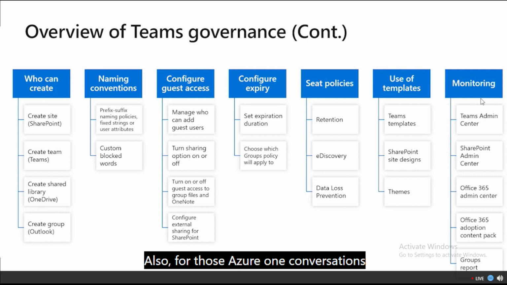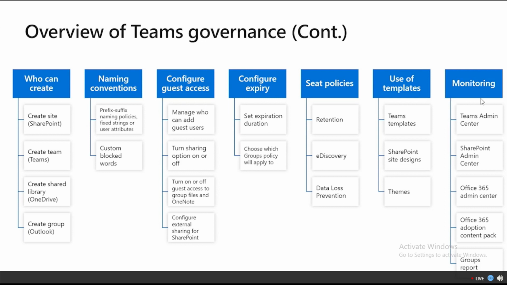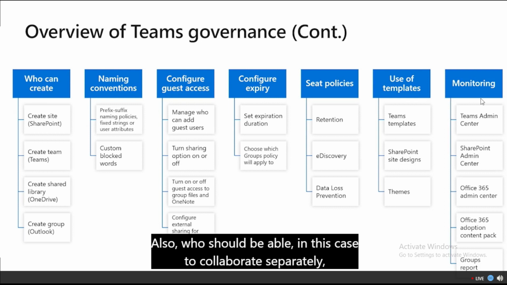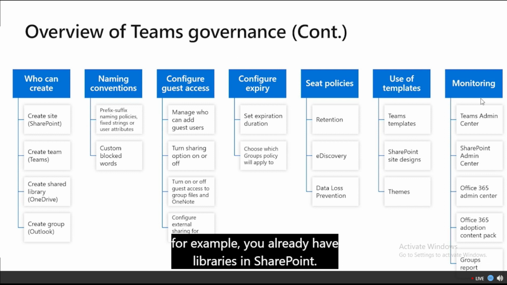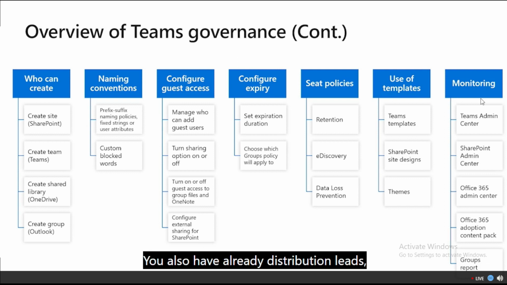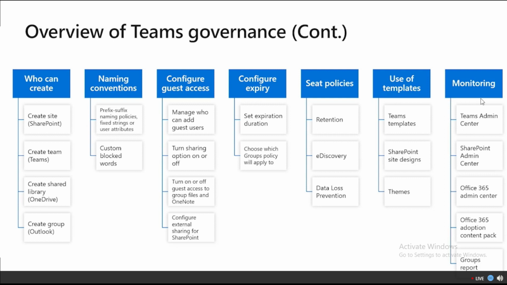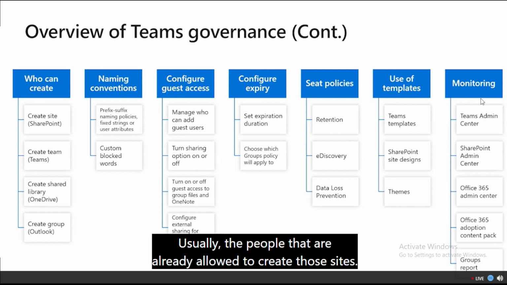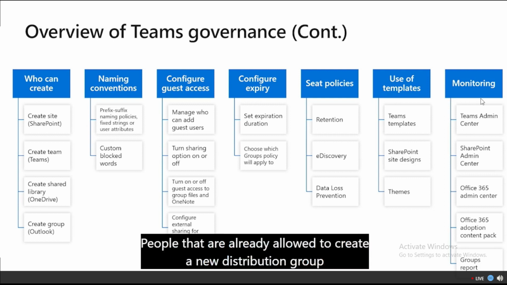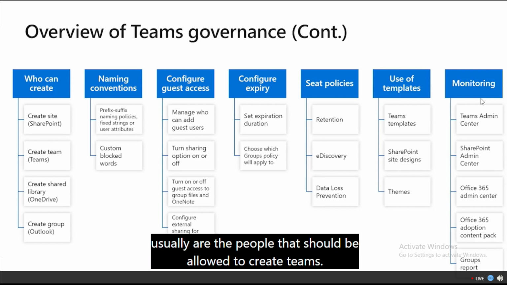Also, for those ad hoc one-on-one conversations, remember the files are stored on OneDrive. And also who should be able to collaborate separately? For example, you already have libraries in SharePoint, and you probably already have distribution lists. Maybe this could be related to those permissions. Usually the people that are already allowed to create those sites, or allowed to create a new distribution group, are the people that should also be allowed to create teams.